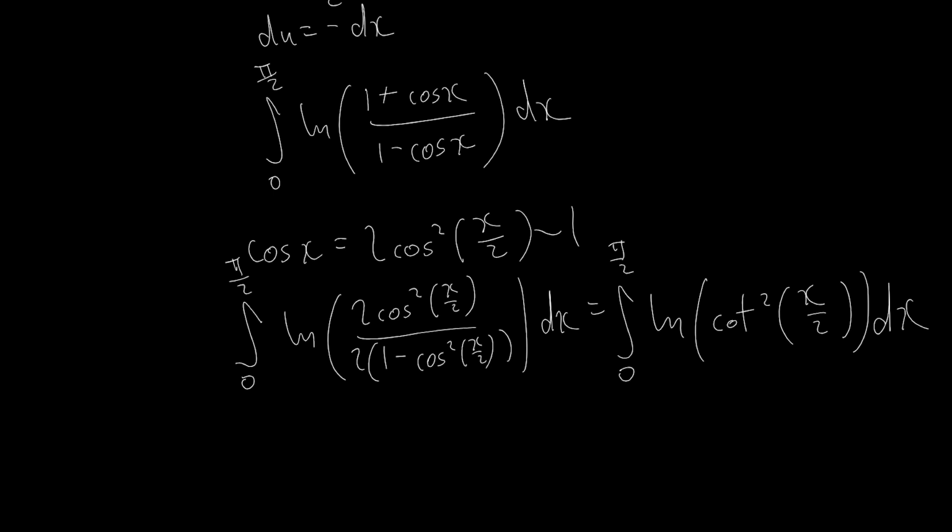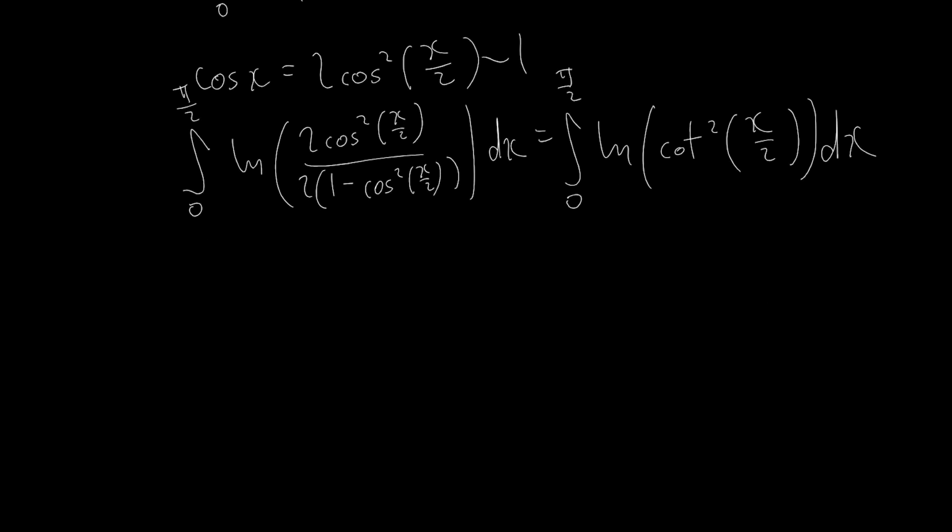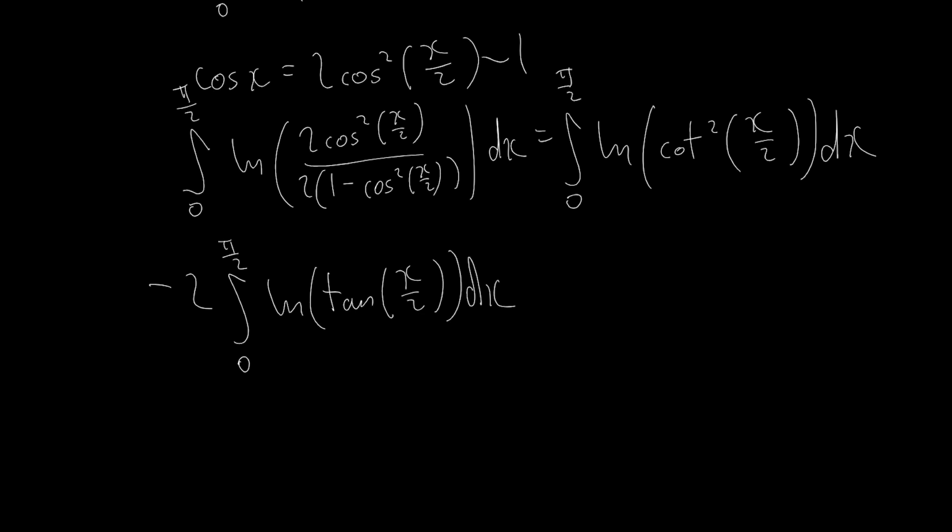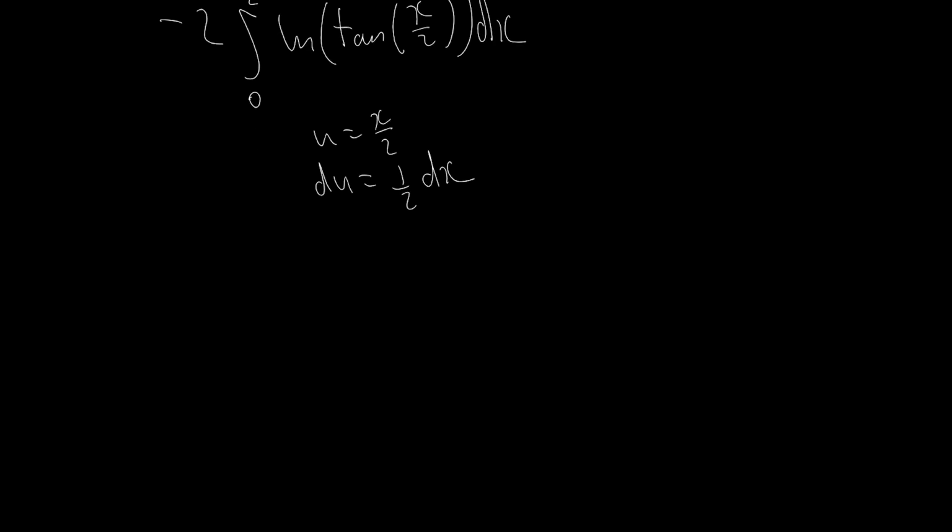Okay, we can use the log law where we can bring the power out and reciprocate it. So we get minus 2 at the front, and we'll have ln of tangent x over 2 dx. And if we say u equals x over 2, we get du equals a half dx. And now our integral becomes minus 4 on the outside, 0 to pi over 4, ln of tan u du.